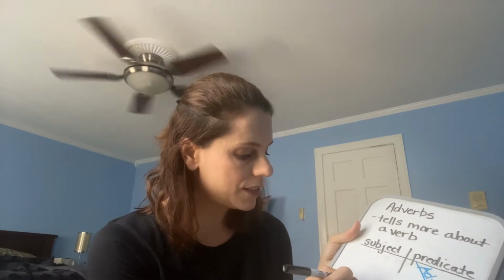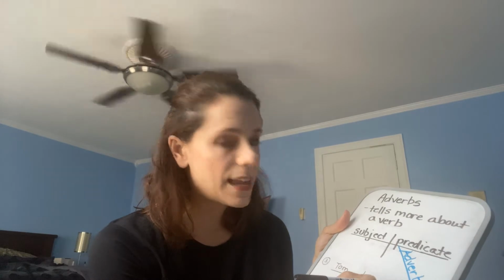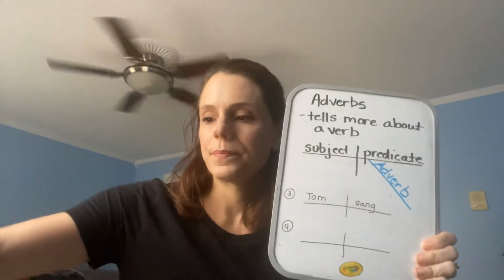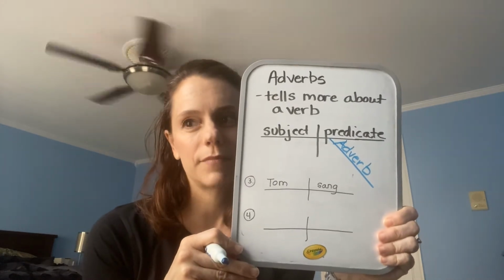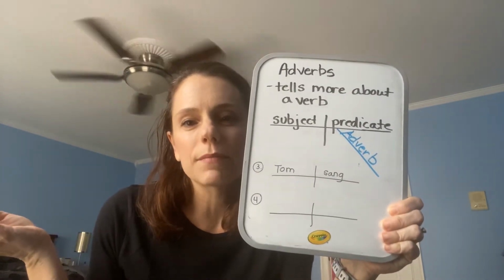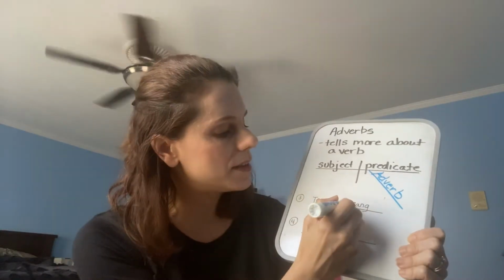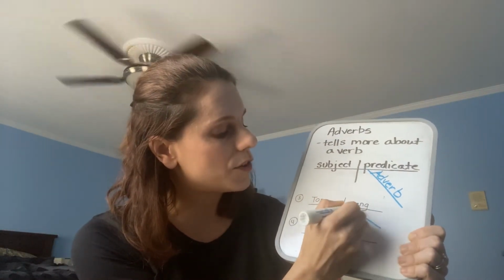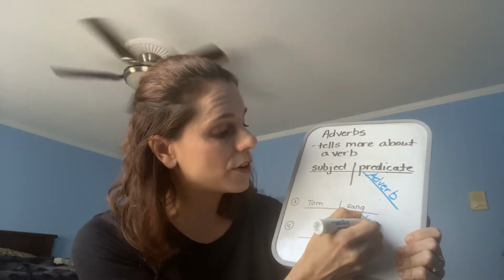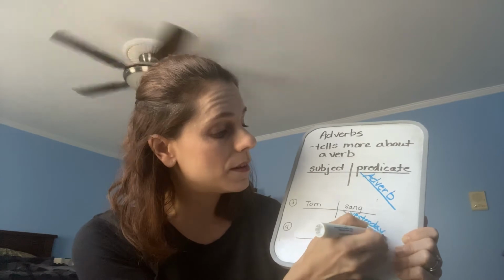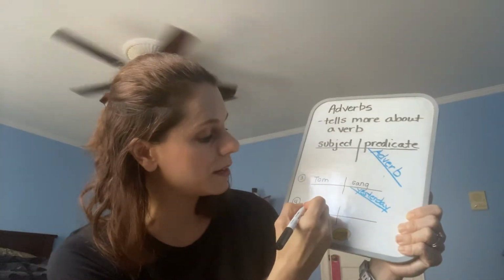So sentence 3 is Tom sang. Okay? The word they have next to the number is yesterday. When did Tom sing? He sang yesterday. Yesterday's an adverb, so it's going to go under the verb because adverbs describe verbs.